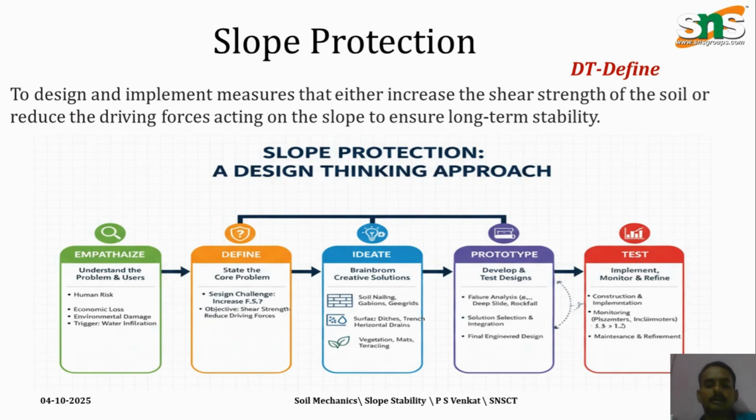Ideate is the different methodologies adopted in order to provide the best possible solution to the above problem. The suggested methods are geotextiles, gabion walls and soil nailing. Next is development of a prototype, that is developing the slope using various software and simulation tools such as GeoStudio, Plaxis, etc. And finally, testing by construction and implementation of the model.